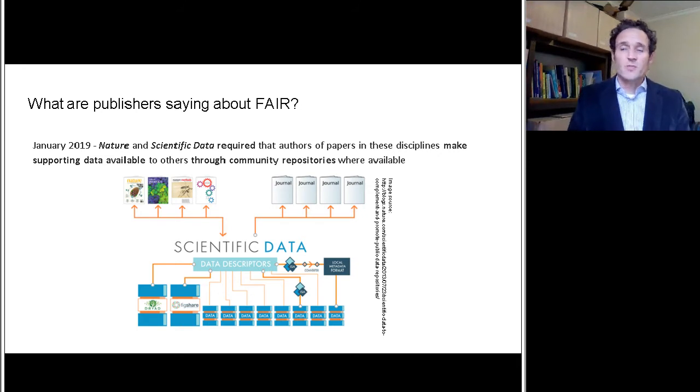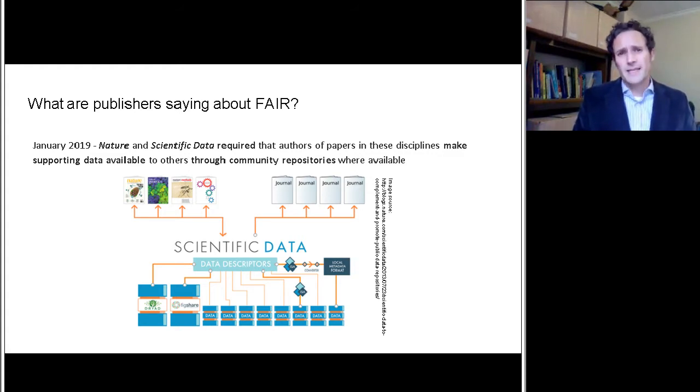Another big stakeholder in this space is the publishers. So you're seeing now that publishers are starting to push more and more for making the data underlying the articles also available. One of the steps in this was in 2019, Nature and Scientific Data actually set up a requirement that authors of papers in these journals should make their supporting data available.